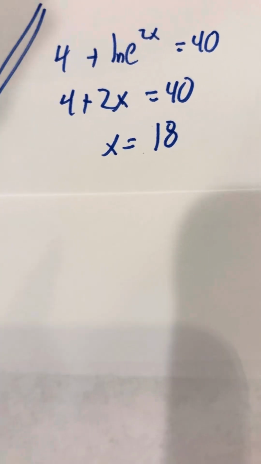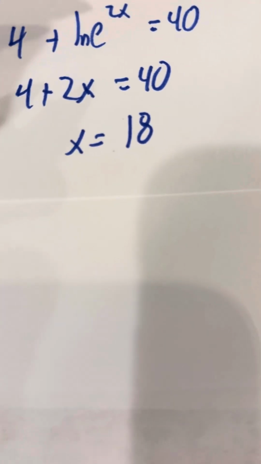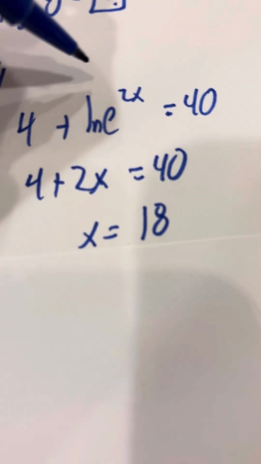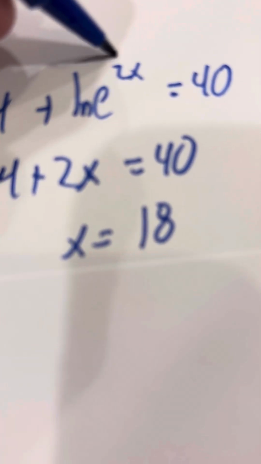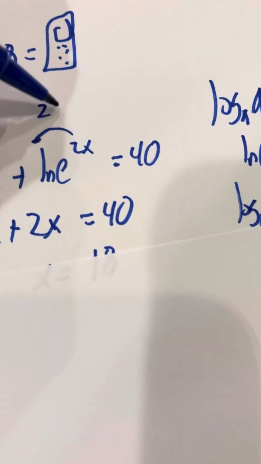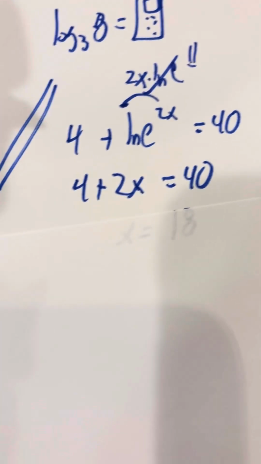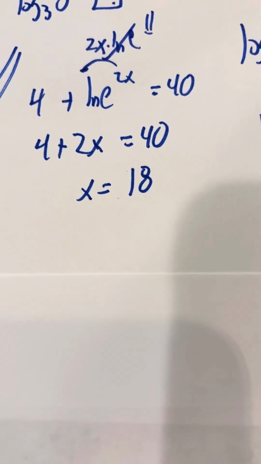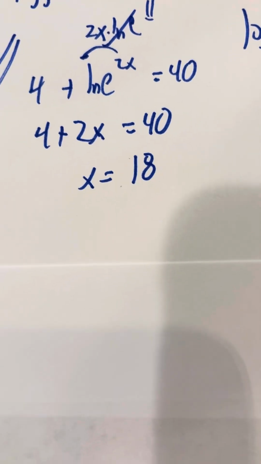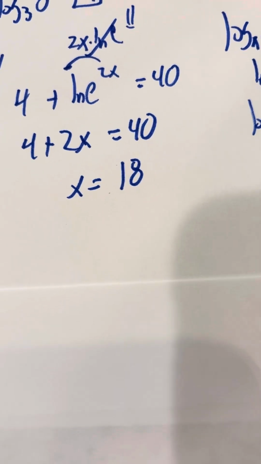And that's a lot like this one. The natural log of e to the 2x, well, if we do the properties of logarithms, this 2x can come out front, so that'd be 2x natural log of e, which is 1. So this just turns into 4 plus 2x is 40. Subtract 4 from both sides, 36, divided by 2, 18.